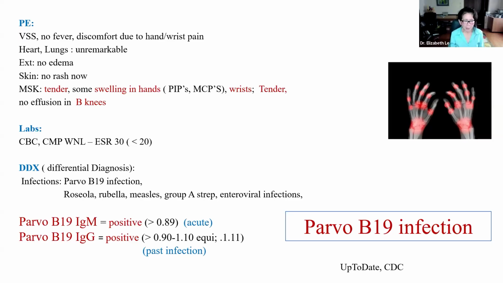And then the other labs came back: parvo B19 IgM is positive, indicating this is an acute infection. But parvo B19 IgG is also positive, indicating that she had a past infection of the same virus. So most likely, this is parvo B19 infection. Next slide.